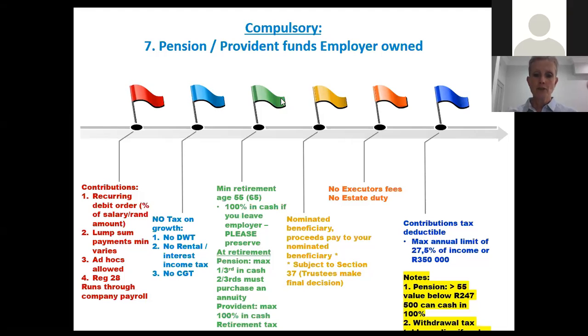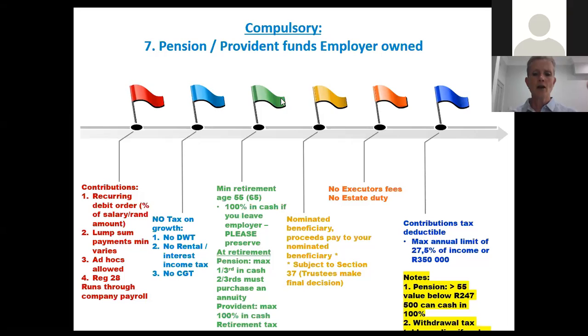You could nominate a beneficiary, but again, subject to Section 37. So your trustees would make the decision in terms of if they can find legal or factual dependents that you haven't informed them about. No executor's fees, no estate duty, falls outside your estate. Contributions are tax deductible. I mentioned that previously.